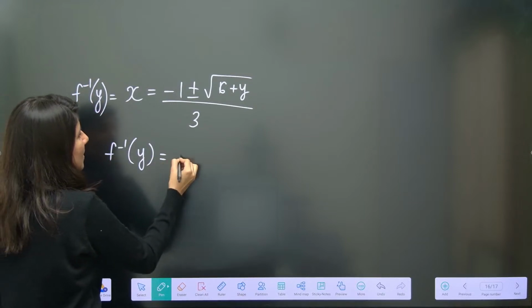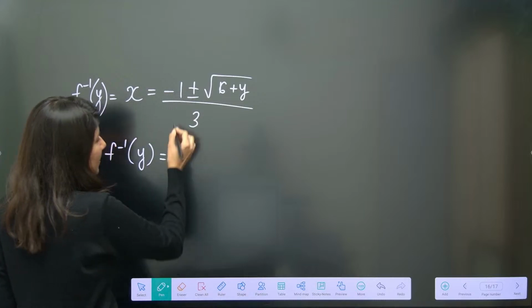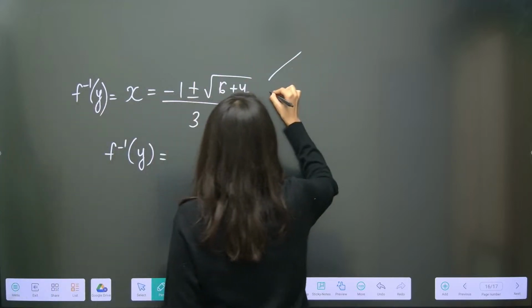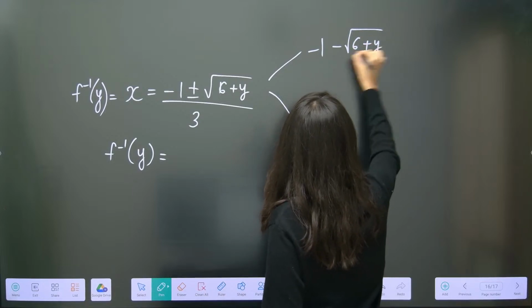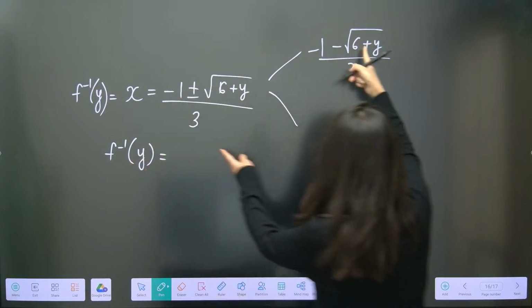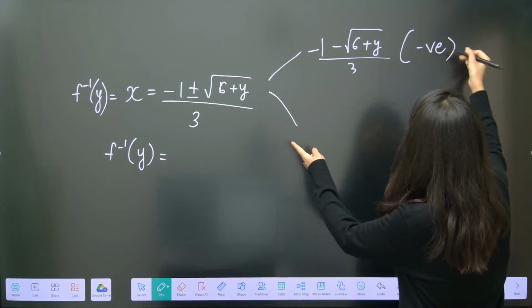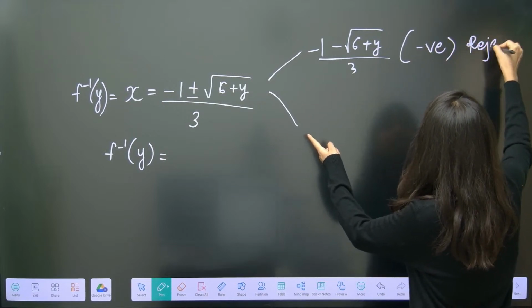F inverse y is minus 1. So there are two values. Suppose there are two values: minus 1 minus square root of 6 plus y upon 3. Can you see x is this, which is a completely negative quantity, rejected because x is never negative.